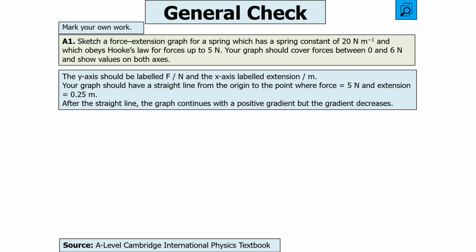You should have a straight line graph from the origin to where the force is 5 newtons, because it's obeying Hooke's law, so it'll be a straight line, and you get the extension to be 0.25 meters at that force of 5 newtons, because we've said force equals spring constant times extension, so extension is the force over the spring constant, so you'll see that it works out to 0.25.